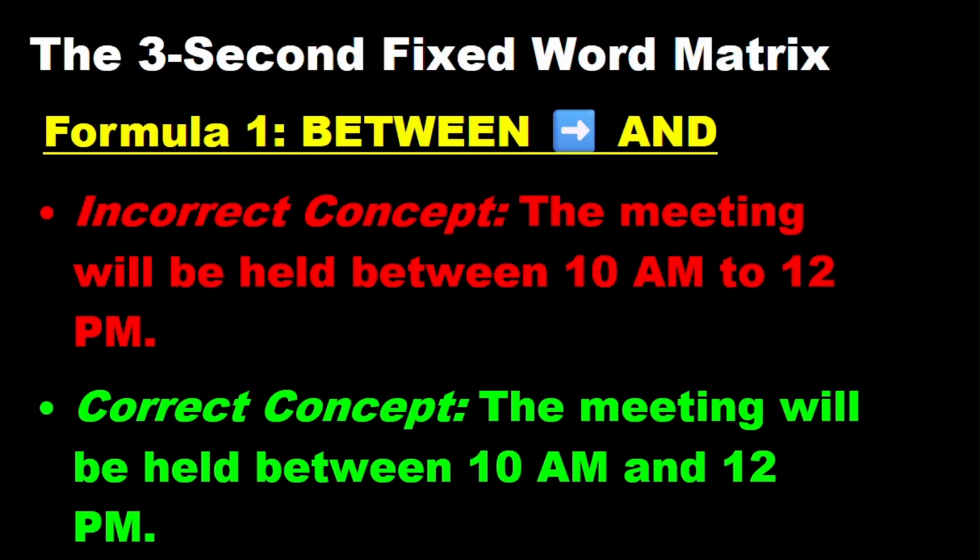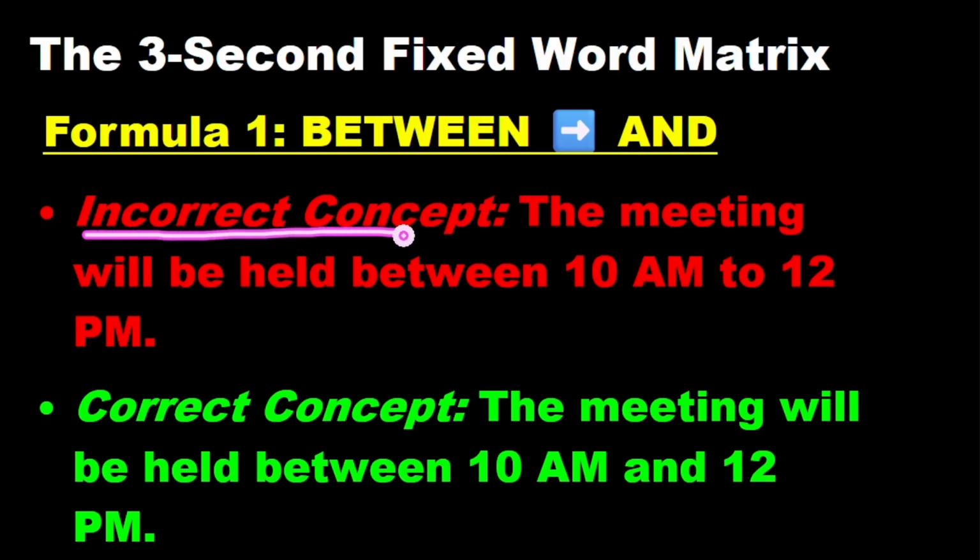Let's fill in our first fixed pair. Write this down as an equation. Between always pairs with and. The examiner will always try to mess with your ears by replacing and with words like to or as well as.